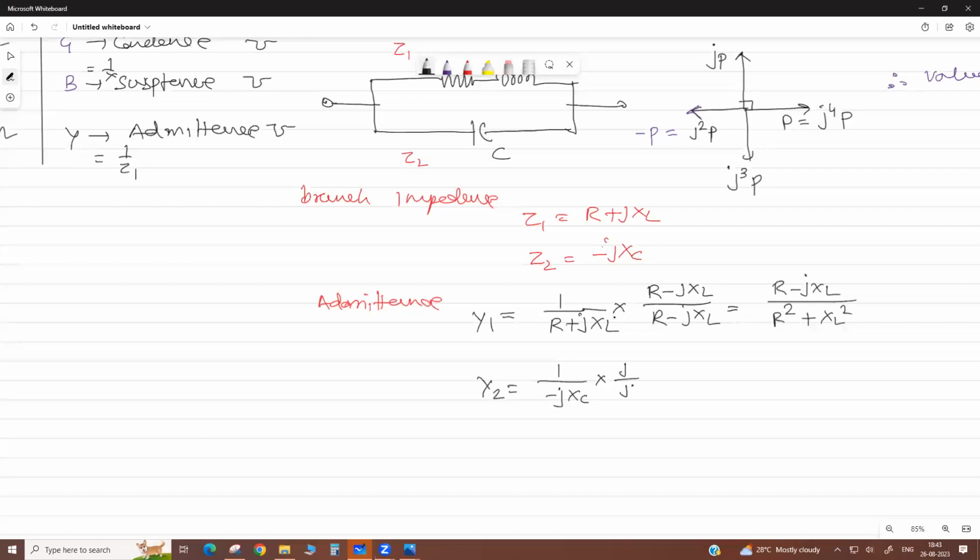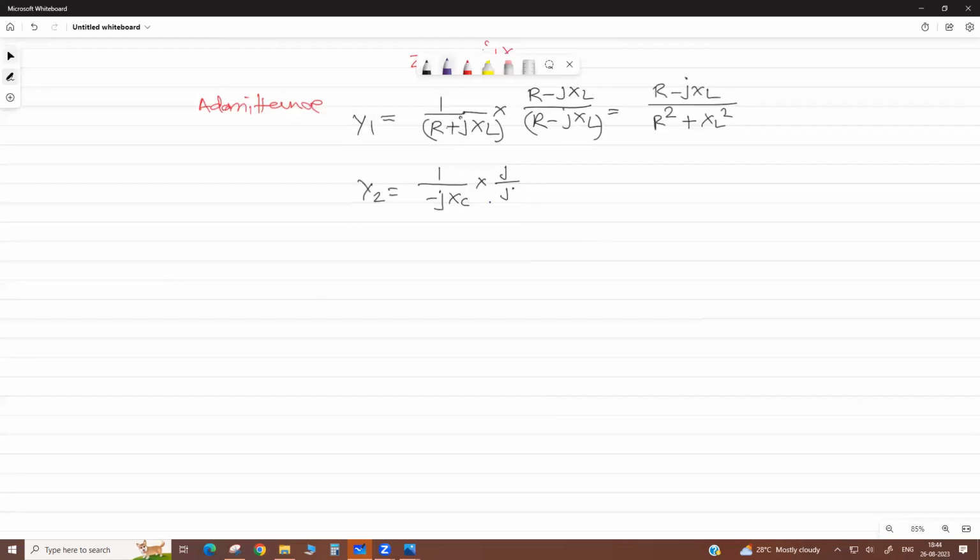If you multiply, this is A plus B and A minus B. You know the formula, A square minus B square, A plus B and A minus B. Okay? And this becomes j square. j square is minus 1. Then it is minus, then it becomes plus. Then this value becomes j by XC. Okay, right.